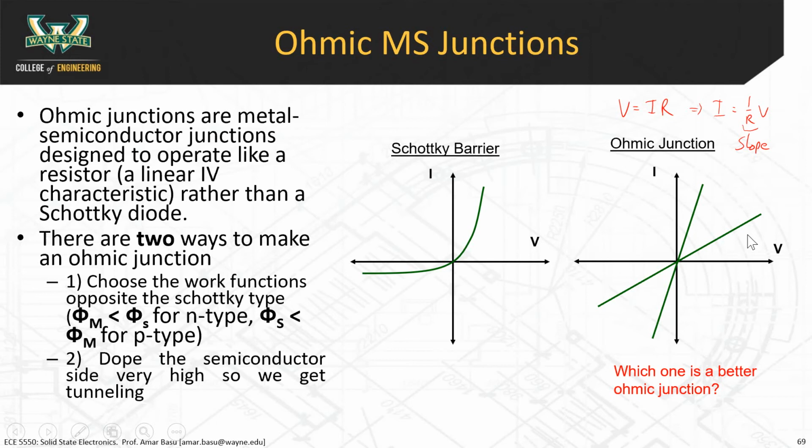Flatter line, because it's actually 1/R. The slope is 1/R. So this has a lower slope, right? This has a smaller slope. So this actually has the higher resistance. This one has a larger slope, and so it has a smaller resistance. So this is the one that will make the better ohmic contact.